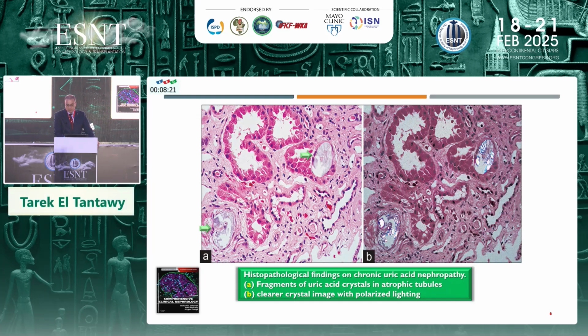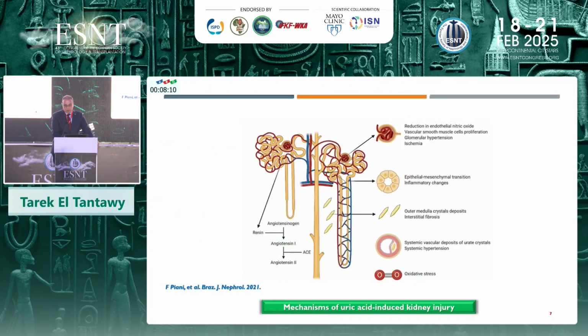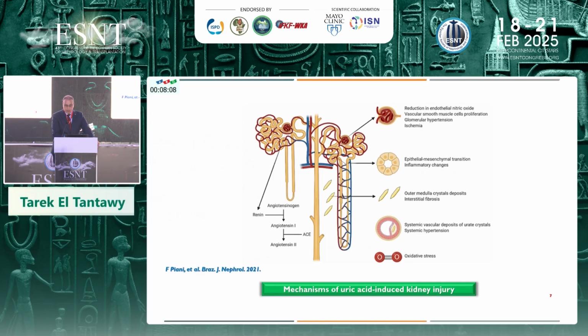Histopathological findings of chronic uric acid nephropathy: the graph on the left side showed fragments of uric acid crystals in atrophic tubules, while on the right side clear crystals are imaged with polarized lighting. And these are the mechanisms of uric acid-induced kidney injury.